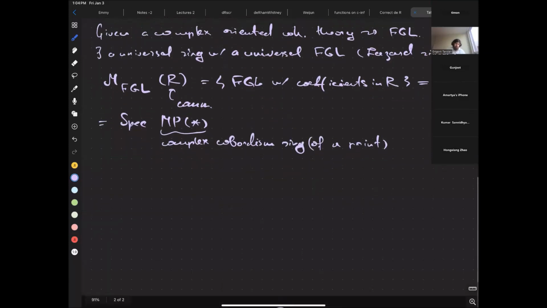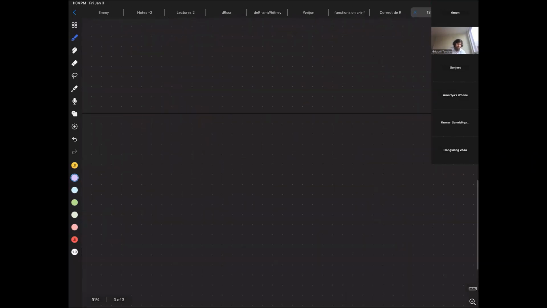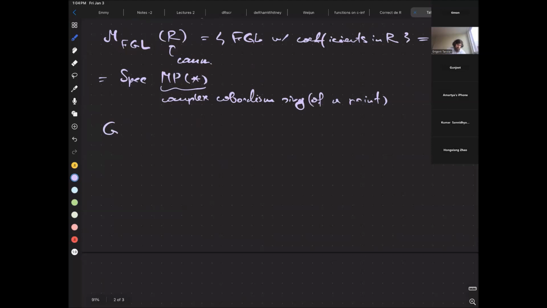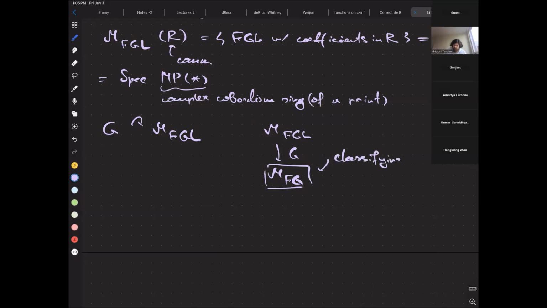Okay, so that was discussed last time, and also it was mentioned that in fact you can consider the action of a group of automorphisms of formal group laws. So you have the action of this group G on FGL, and in fact the action is free, so to speak. So you have a torsor like this. And this thing classifies, so this is the classifying stack of formal groups.